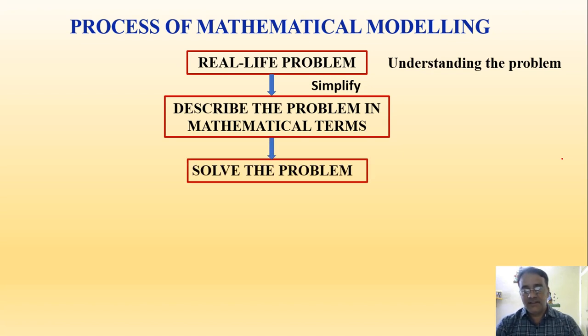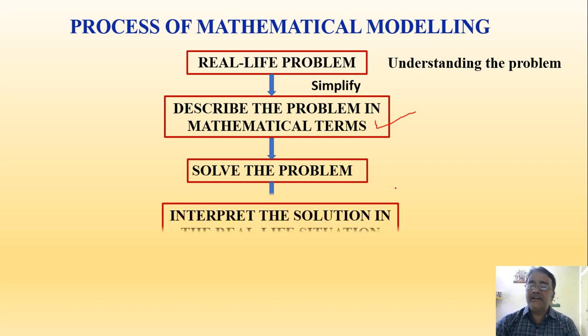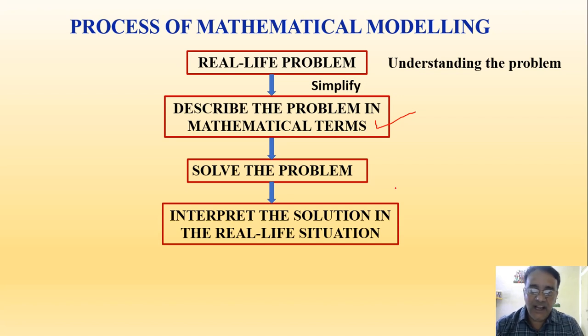This is step number 3, solving the mathematical problem. The simplified mathematical problem developed in step number 2 is then solved using some mathematical techniques or formula. Now step number 4 is to interpret the solution in the real life situation. The solution obtained in step number 3 is now looked at in the context of the real life situation that we started with in step number 1.